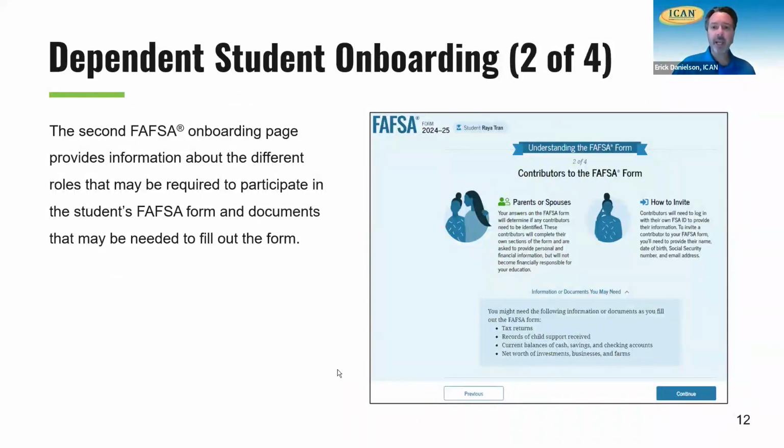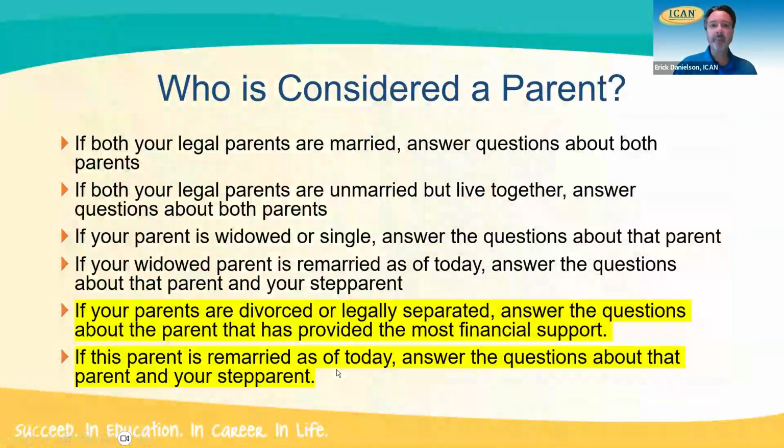I do want to reiterate, or go into a little more depth, I should say, on who is going to be a contributor, the parent contributor on a student's FAFSA form. If both legal parents of the student are married, it's going to be both parents who need to have their information on the form. If they filed a joint tax return in 2022, then only one of them is going to need to get an FSA ID. If the legal parents are unmarried but living together, we answer questions about both parents.